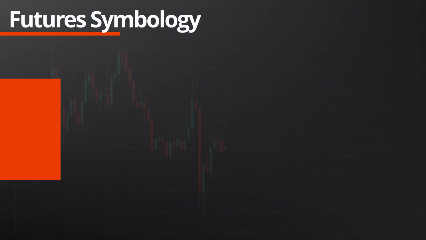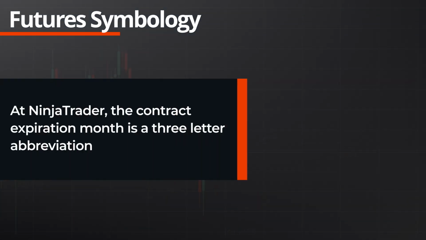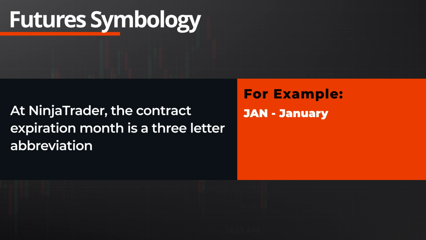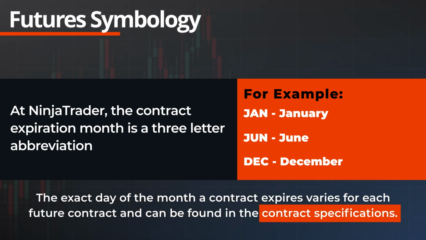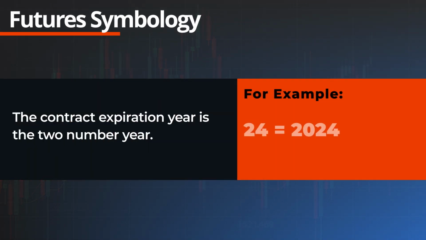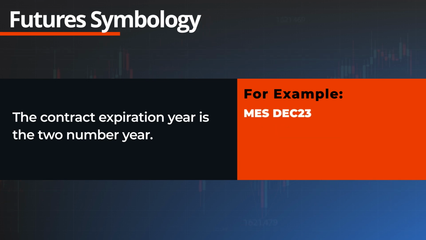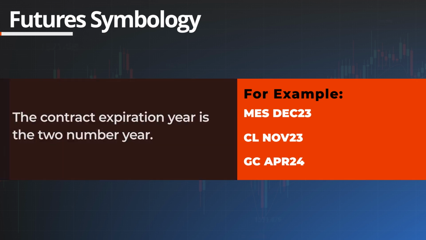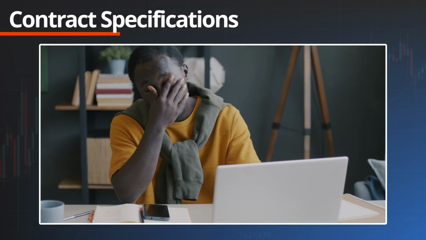At NinjaTrader, the contract expiration month is a three-letter abbreviation like JAN for January, JUN for June, or DEC for December. The exact day of the month a contract expires varies for each futures contract and can be found in the contract specifications. Finally, the contract expiration year is the two-number year. For example, 24 equals 2024. Here are a few examples. MES, December 2023. CL, November 2023. GC, April 2024.